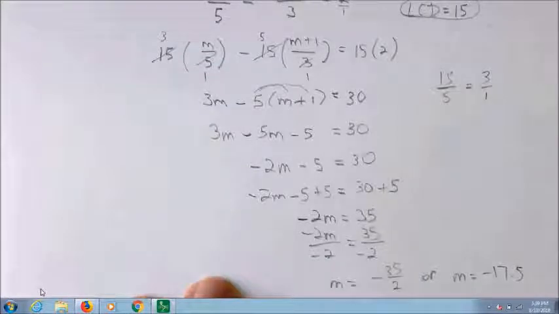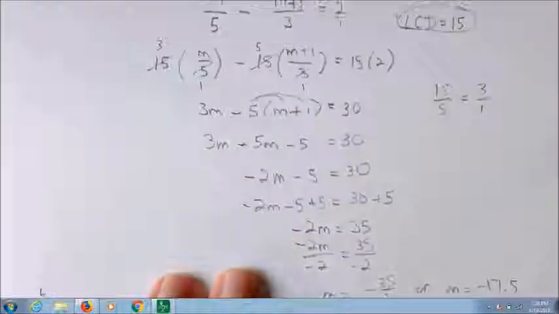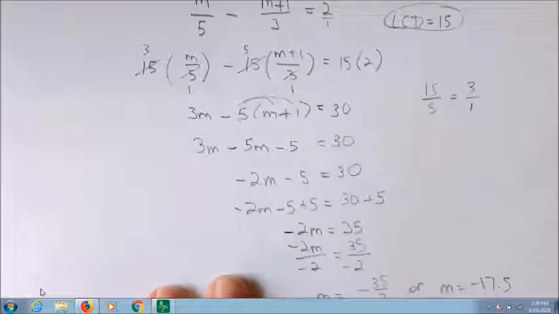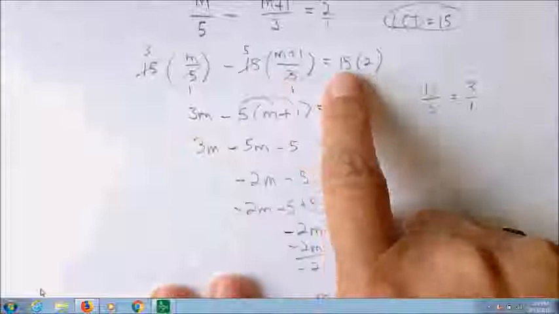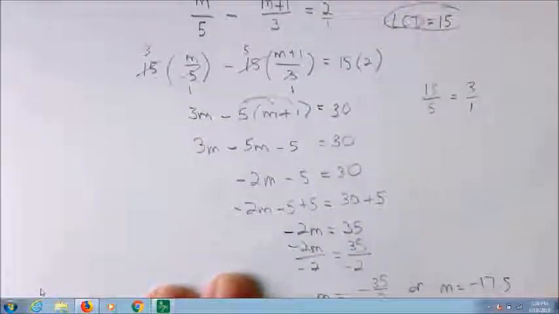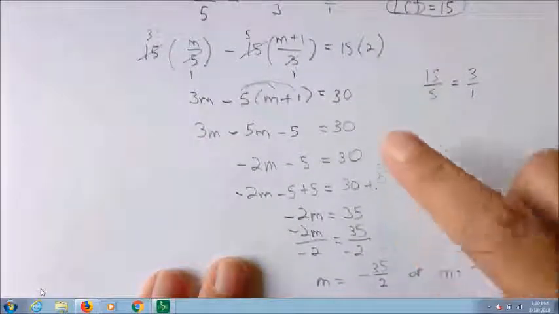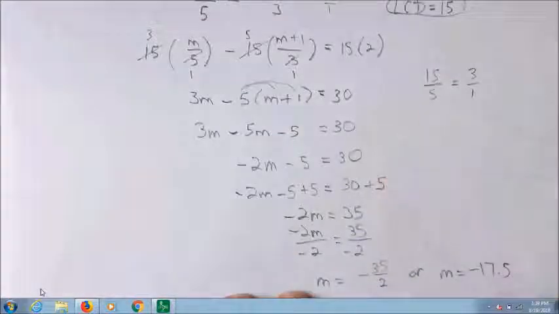Okay, so that's your lesson on solving equations with fractions. Remember the key thing: find the lowest common denominator, multiply everything by it, and reduce. That's clearing the fractions, and they'll be gone, and then you're just left with a two-step equation.